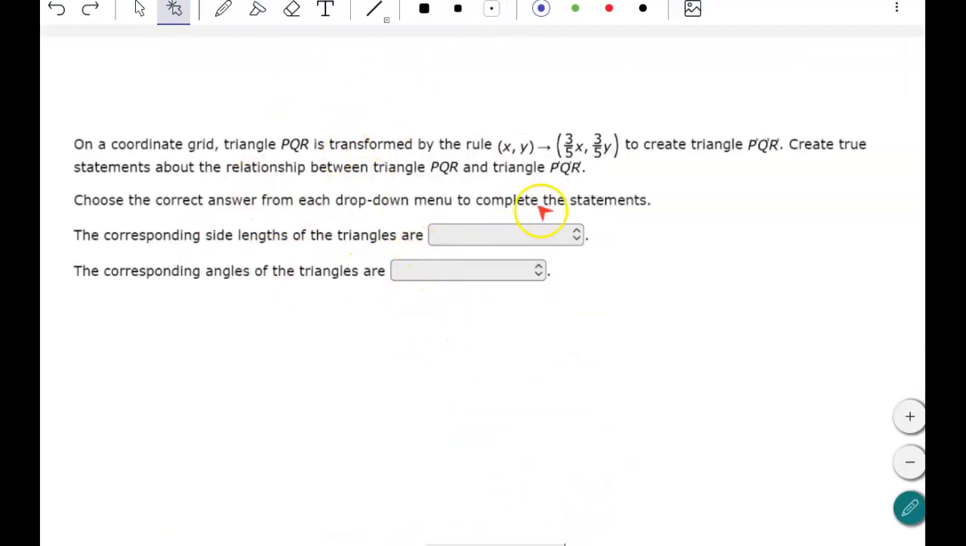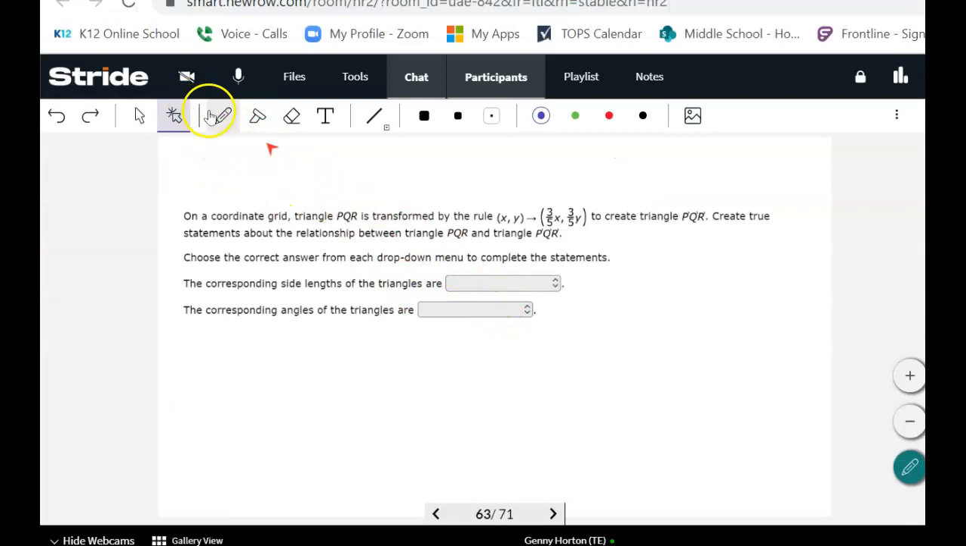Next one, on a grid, triangle PQR is transformed by this rule. Now this is multiplying, so that tells me it is a dilation. And it's less than 1, so it's going to get smaller. Create true statements about the relationship between the old one and the new one. So the corresponding side lengths of the triangle are, let me see if I can find, all right, so this first one, the choices are equal or not equal. The lengths of the sides change, okay? It's getting smaller, so they're not equal.